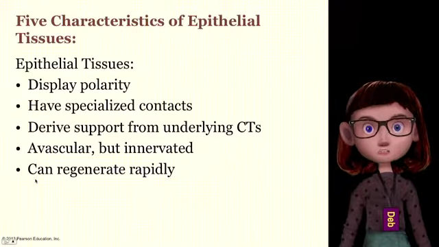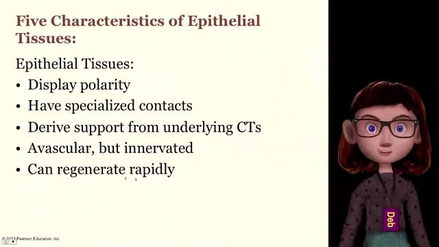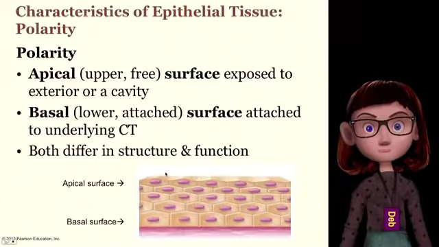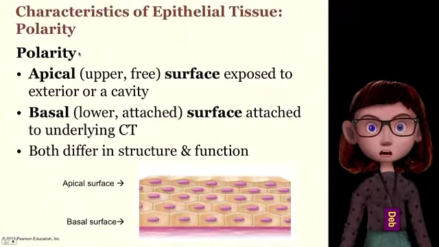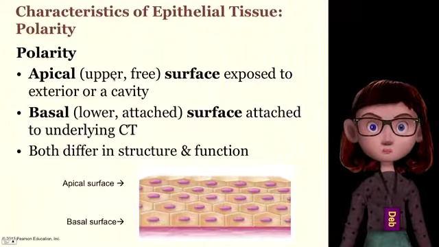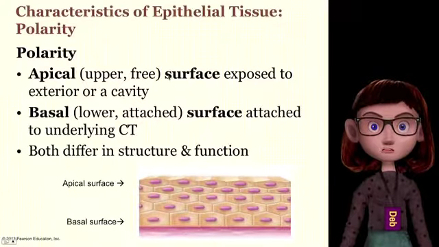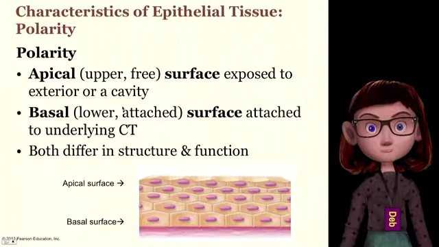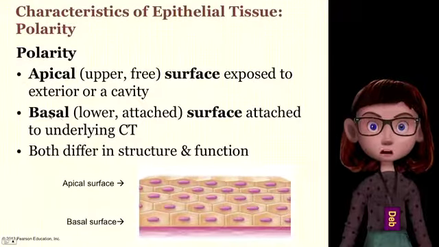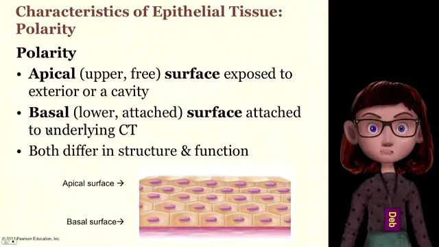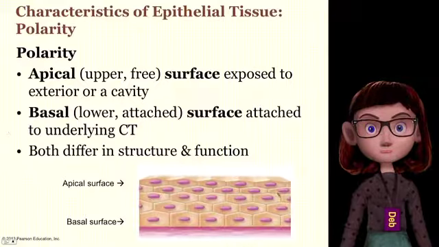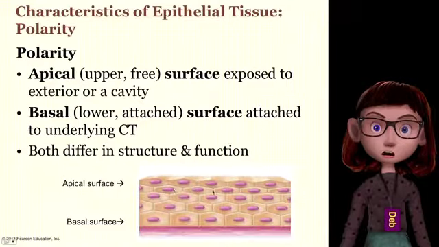Also, very important, epithelial tissues can regenerate rapidly. This is illustrating polarity. Polarity refers to the fact that there's the apical, or upper, or free surface that's going to be exposed to the exterior of the body or a body cavity, depending on where the tissue is. And there's going to be a basal, or lower, surface that's attached to the underlying connective tissue. And these actually differ in structure and function.